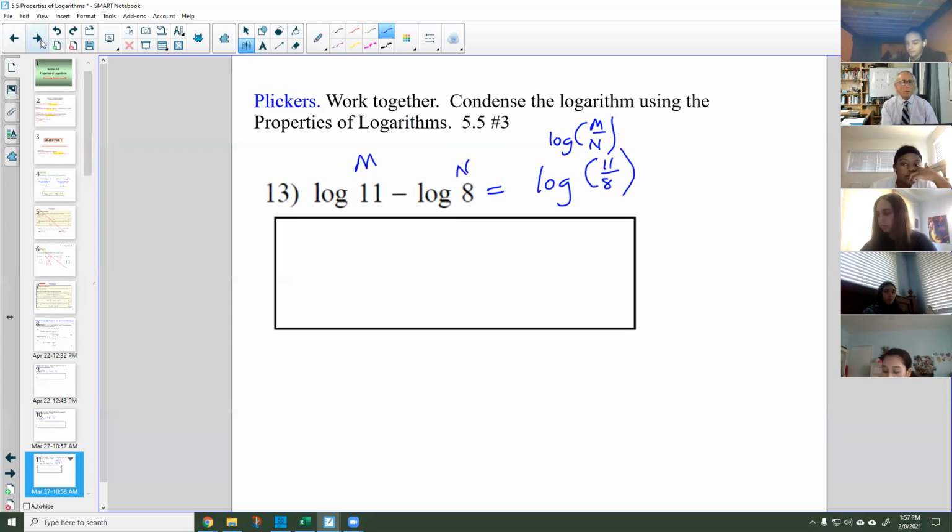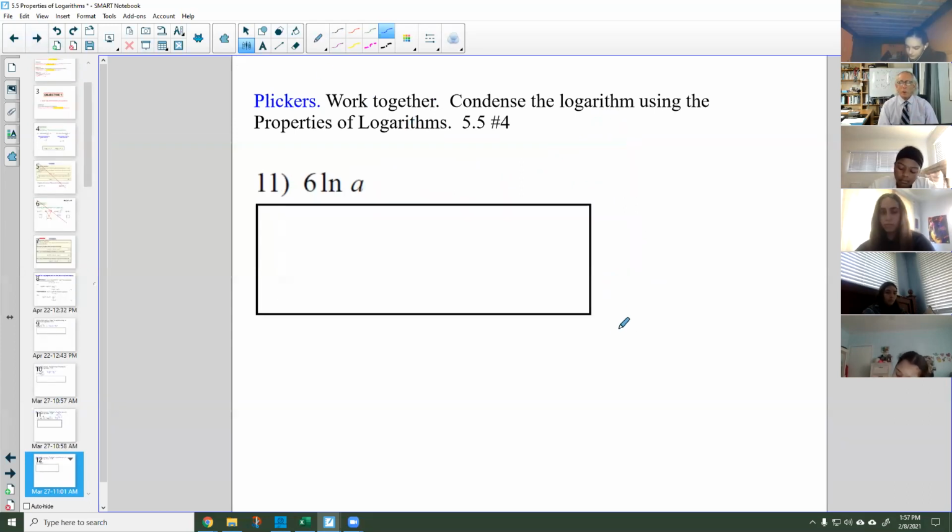Okay, how about, oh no. We'll do this one together here. Okay. I want to condense this logarithm. Okay. Which property do you think I should use? 1, 2, or 3 here? Which property? 1, 2, or 3?